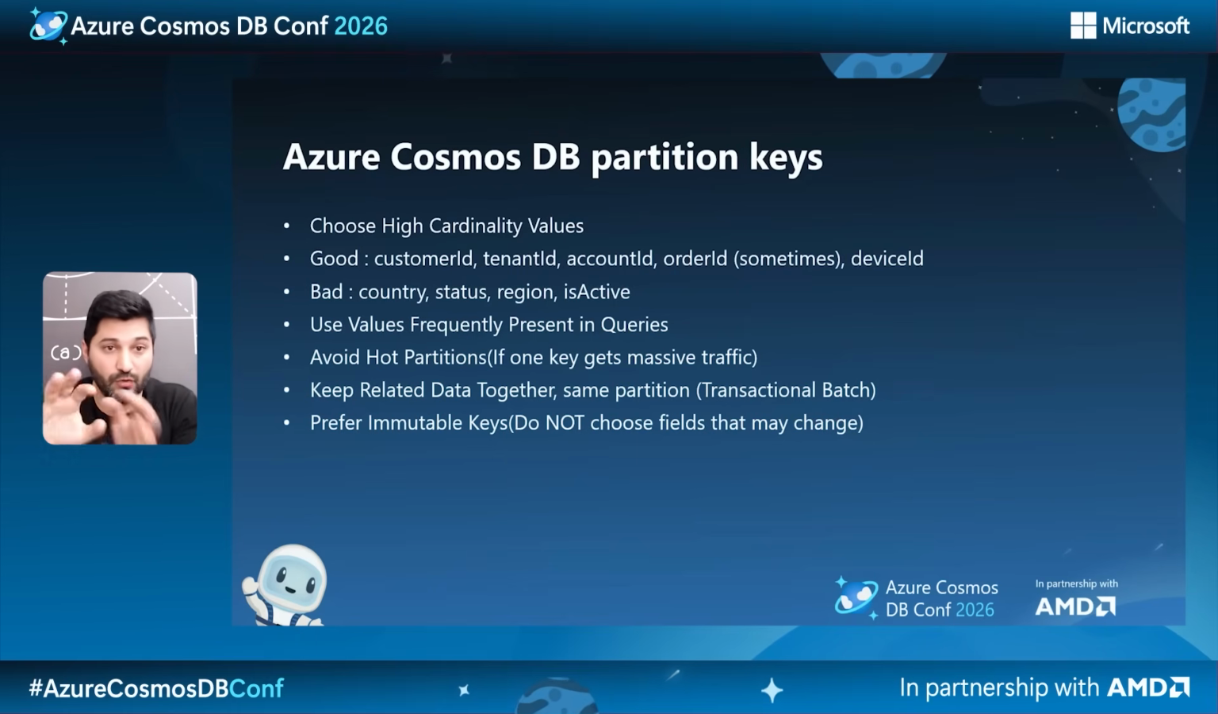You will end up with two values. But customer ID, tenant ID, account ID allows me to scale to infinity, let's say, okay? We use values frequently present in queries, and choosing proper partition keys allows you to avoid hot partitions, when one partition has a lot of data, but other partitions have a small amount of data, okay? And we should always prefer immutable keys.